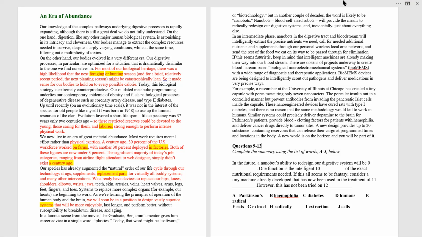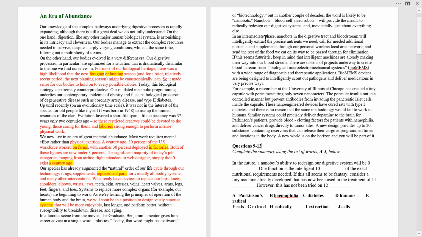Okay, so we have to understand from here what they are saying: that the nanobot's ability to redesign our digestive system will be, according to the passage, just about everything else, and radically it can redesign that, meaning radically redesign that. According to that, we have to pick an option from the given ones, and then we will mark the alphabet written in front of it as our answer.